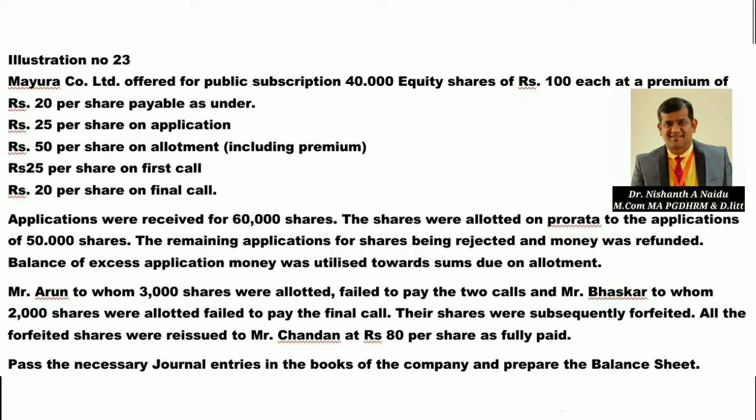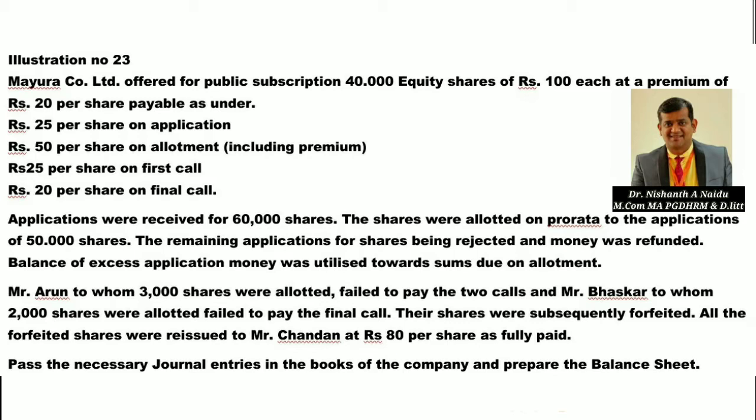Then we have rupees 25 per share on application, that is the amount they are paying. Then rupees 50 per share on allotment, which includes premium. Rupees 25 per share on first call, then rupees 20 per share on final call. So this is how they are collecting: 25 on application, 50 on allotment, 25 on first call, then 20 on final call.